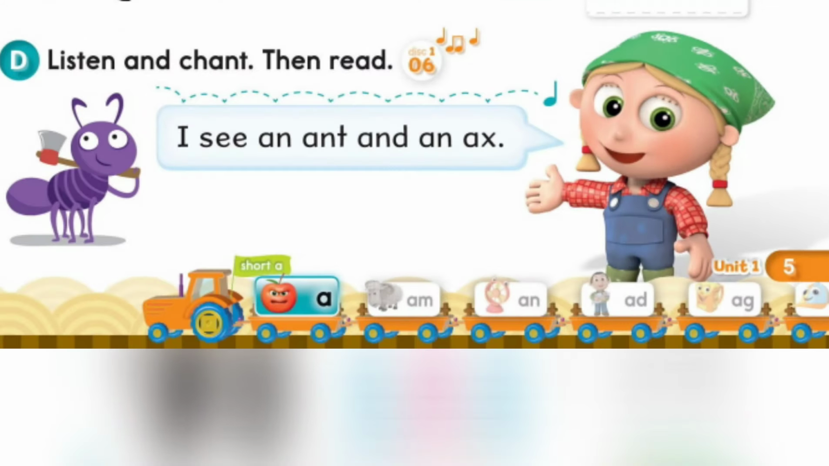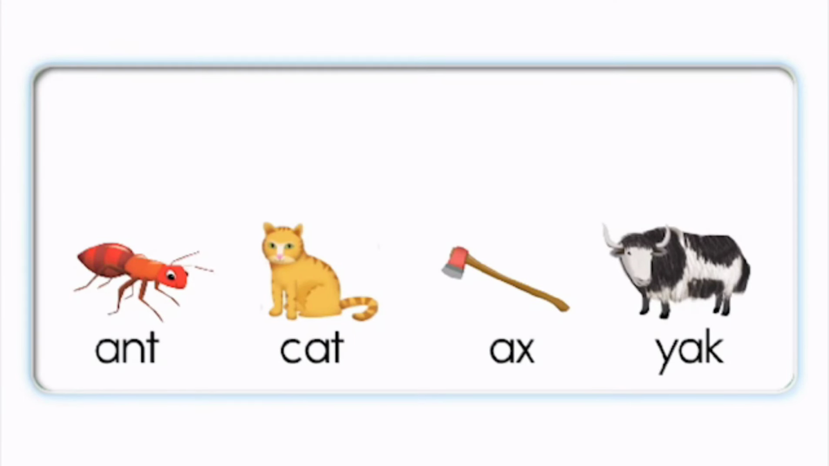Page 5. D. Listen and chant, then read. Ant, ant, ant. Axe, axe, axe. Axe, axe, axe, and axe. Ant, ant, axe, axe.